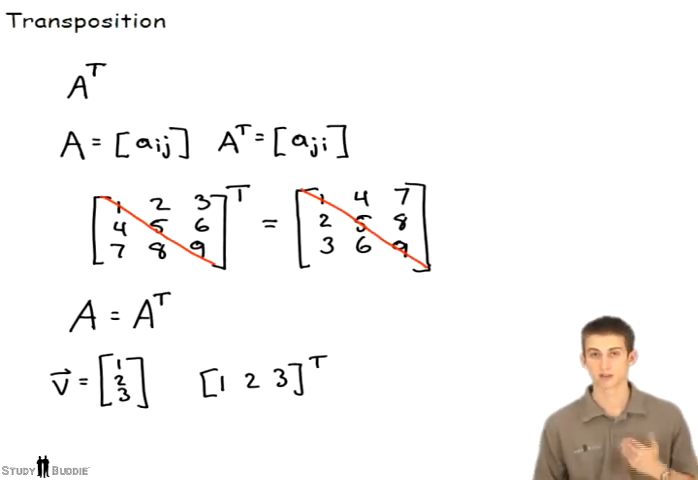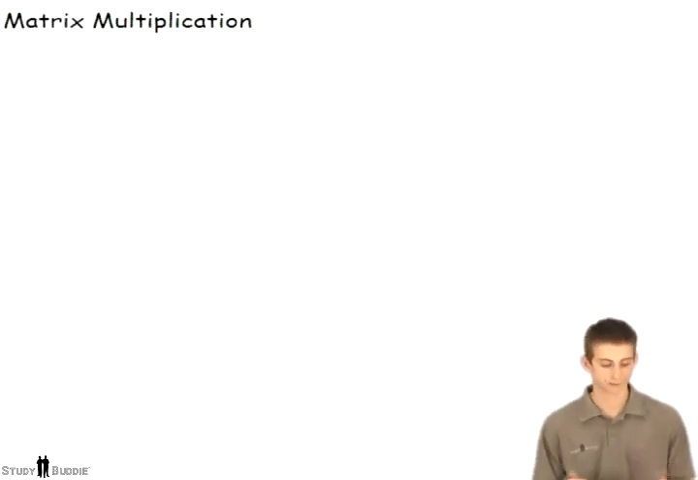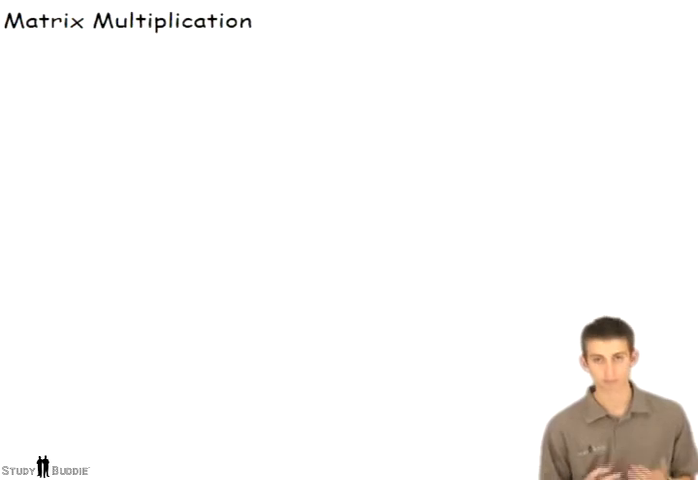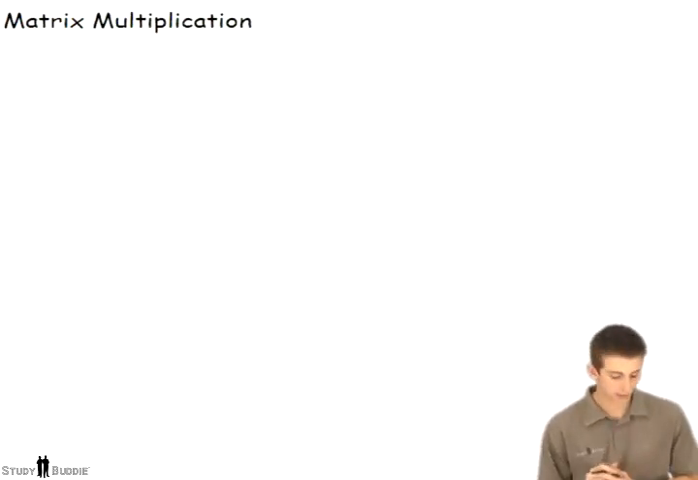That's it for transposition. Now we're going to move into matrix multiplication. So this is quite a bit more complicated than the previous manipulations we've done. But once you get used to it, it's not too bad. It's just the beginning, it will seem complicated.